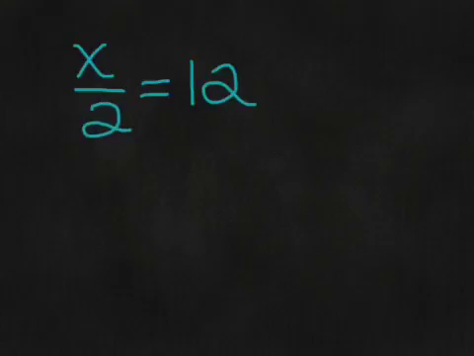So the first problem is x divided by 2 equals 12. Ask yourself, what's my variable? In this case, my variable is x. And what's with it? Divided by 2. How do I undo divided by 2? Well, I multiply by 2. What I do to one side of the equation, I must do to the other. And remember, I want to see this work on your paper.